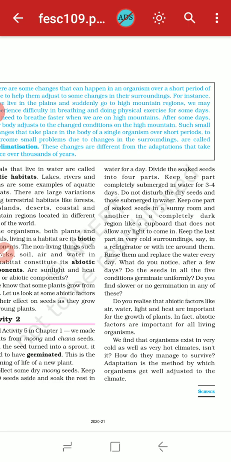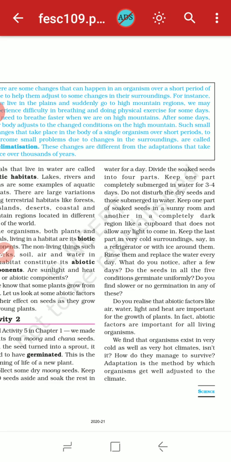Yes, we can't see any kind of germination, because a plant needs the sun and the water. Even if they are kept in a sunny room, they also need some air. So do you realize that abiotic factors like air, water, light and heat are important for the growth of a plant? Yes, definitely it is very important for the growth of the plant. In fact, abiotic factors are important for all living organisms. Abiotic factors means non-living things.